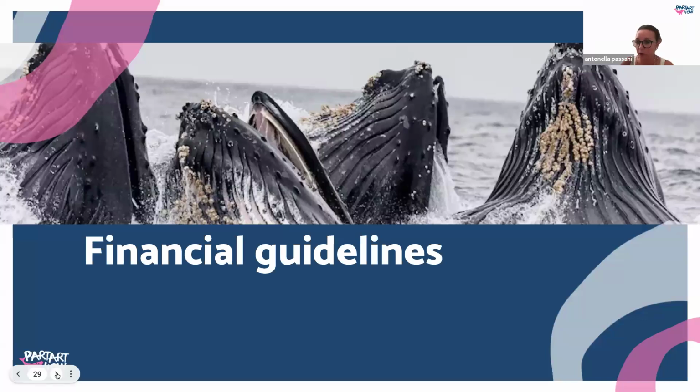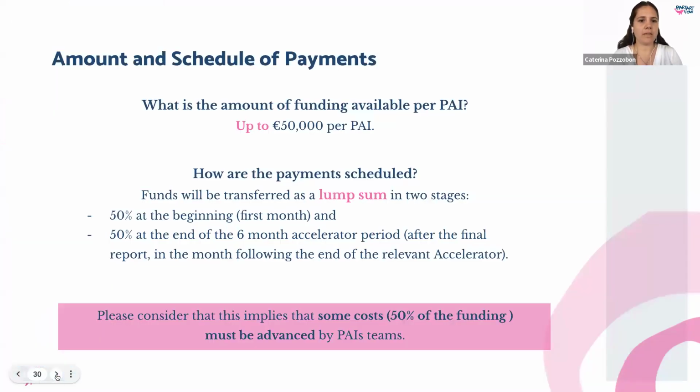Now I give the floor for the financial guidelines to Caterina. Yes. Hi, everyone. Good morning. So my role here today is to guide you through the financial aspects of the call, as in the submission process, you will be asked to prepare a first idea of a draft budget, and these guidelines can help you drafting it. So next, please. First of all, let's see how much you can receive. So each pie can get up to 50,000 euros.